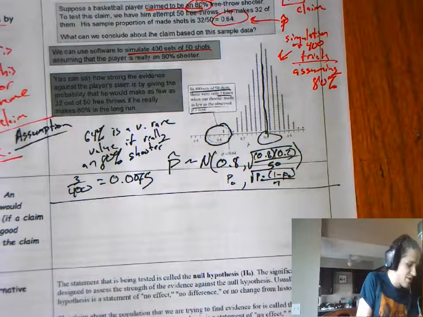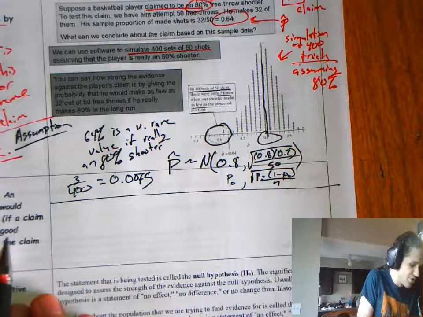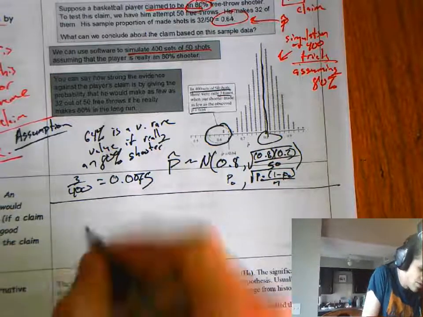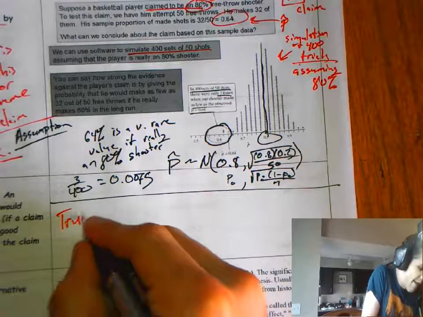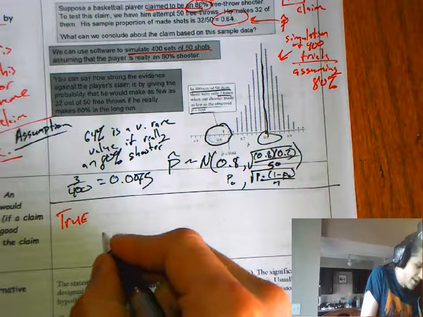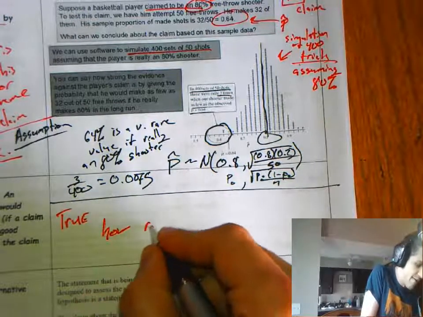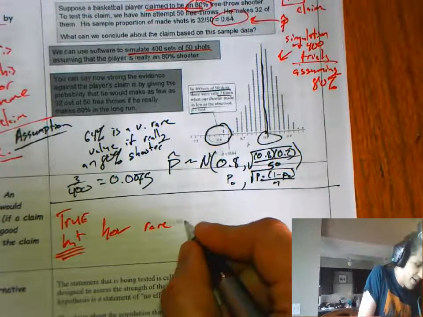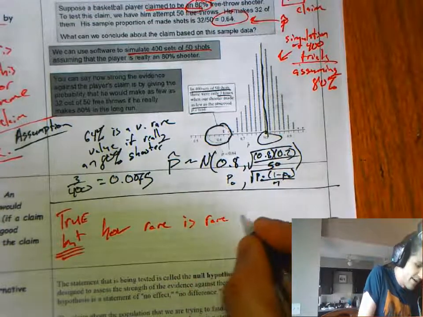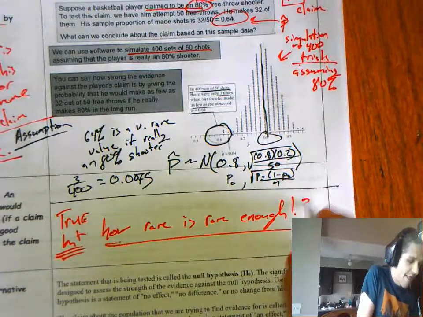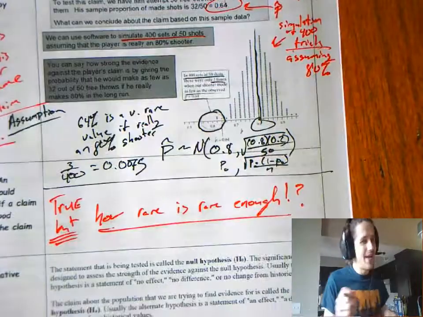How rare is rare enough is the question that we're going to be asking soon. True or false, an outcome that would rarely happen if a claim were true is good evidence that the claim is not true. Yes, that is true. That is a true statement. But then the question is going to be how rare. But how rare is rare enough? How rare does something have to be before you say, I don't think that's right?